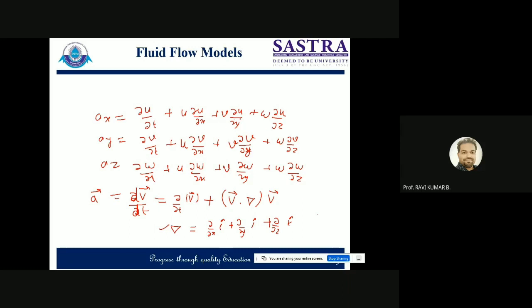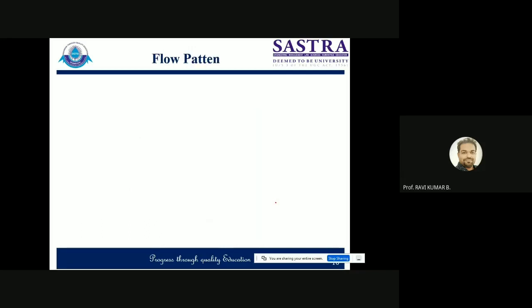Term, right? For one case. Second case, for velocity v, you will get this complete term, and for az, you will get this complete term. If you add everything, this will become resultant velocity into del operator multiplied by the velocity vector. So this is the differential form of resultant acceleration. Clear? Next one is flow pattern.